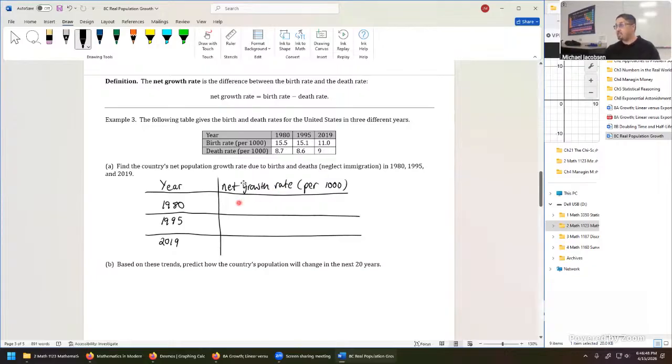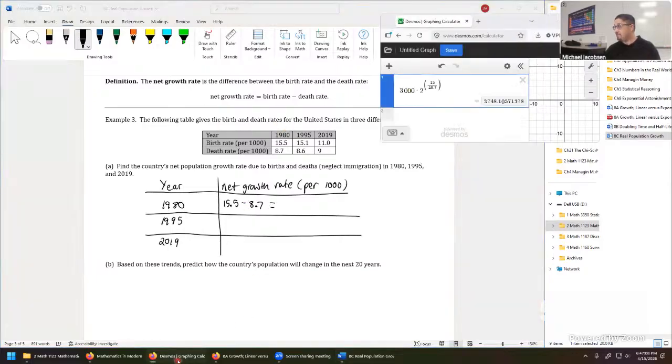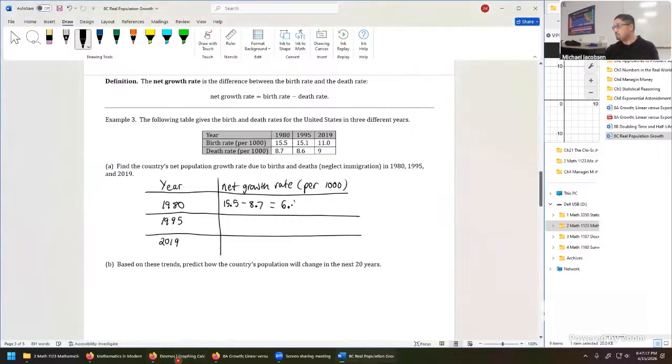And here, all we're really doing is working this formula directly. So for the year 1980, we're going to take the birth rate of 15.5 people, remember the unit is per 1,000, minus the death rate of 8.7. Throw it into a calculator: 15.5 minus 8.7, a net growth rate of 6.8. Which means it's really 6.8 per 1,000, but we would just leave it in this format. We've already said per 1,000 once in the table.